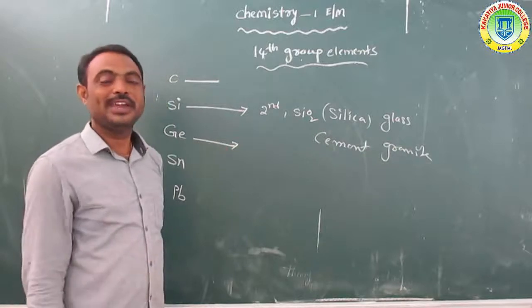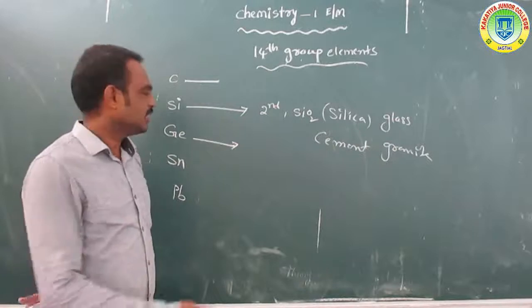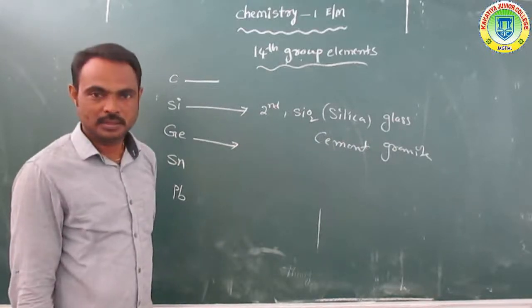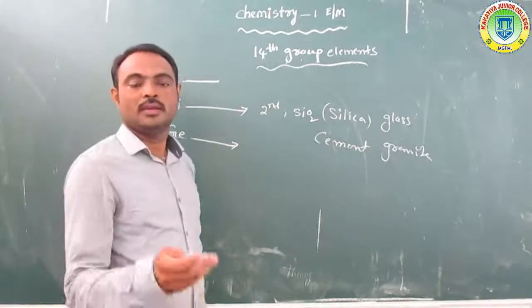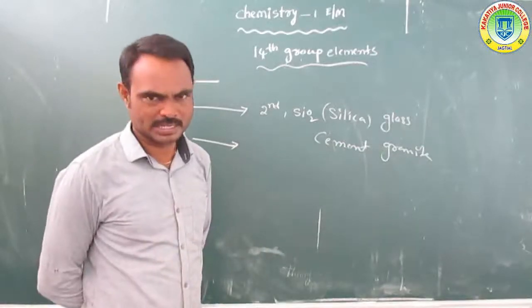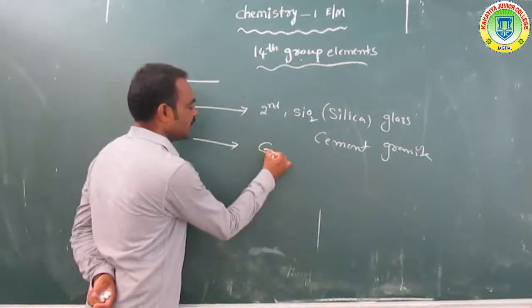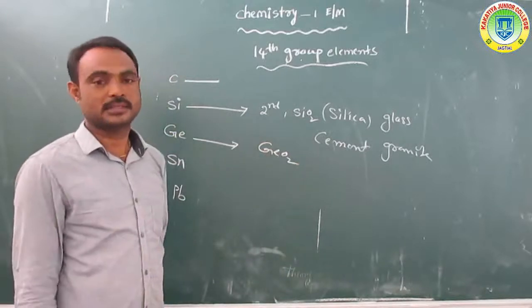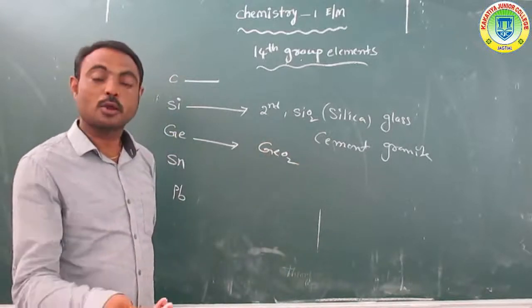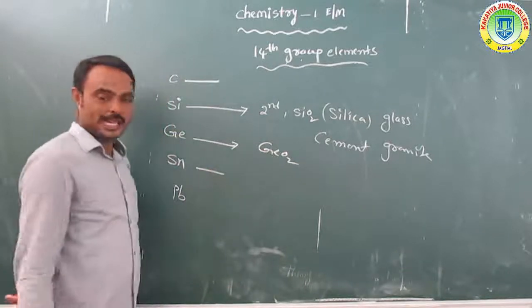Next, germanium. Germanium is a very low available element. It is available as oxides, for example GeO2, germanium dioxide, or chlorides also.